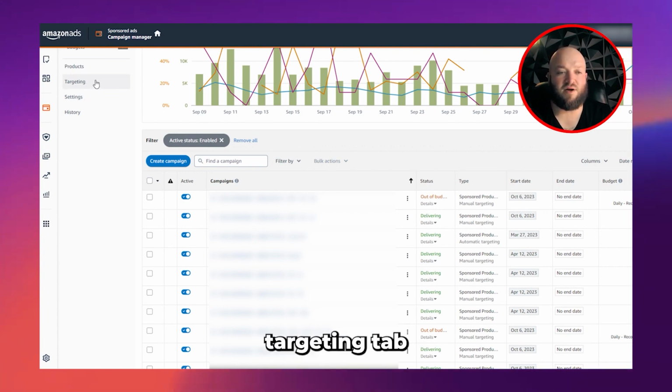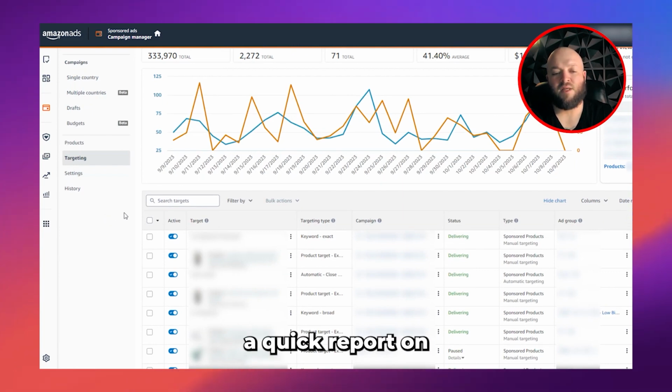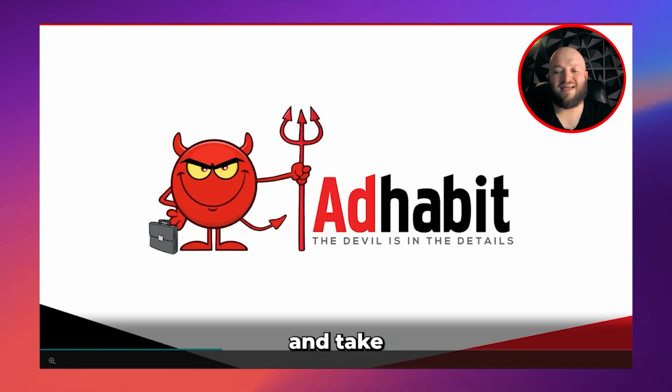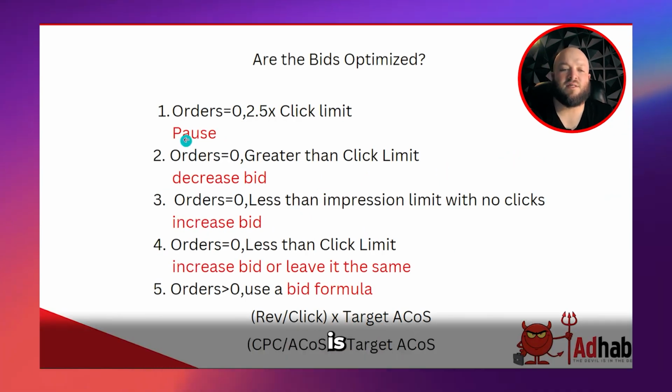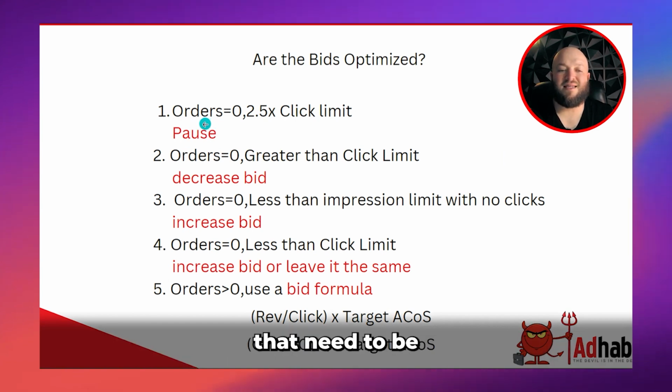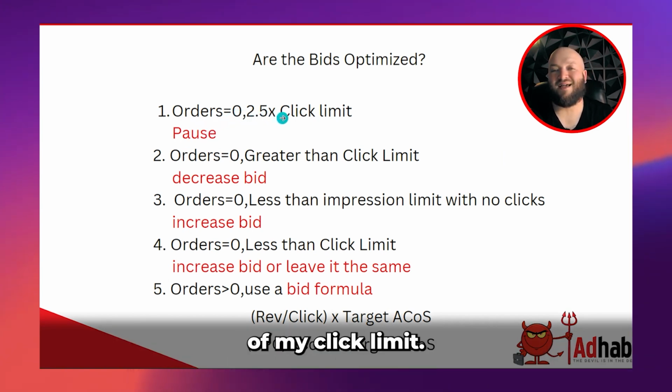All right, so let's jump into the targeting tab and walk through the steps. Now, what I did is I made a quick report on the steps that you can take. So go ahead and take a screenshot of this, pause the video. And step number one, what I like to do is pause my keywords, pause things that need to be paused, right? Orders equals 0. And I like to say around 2.5x of my click limit.